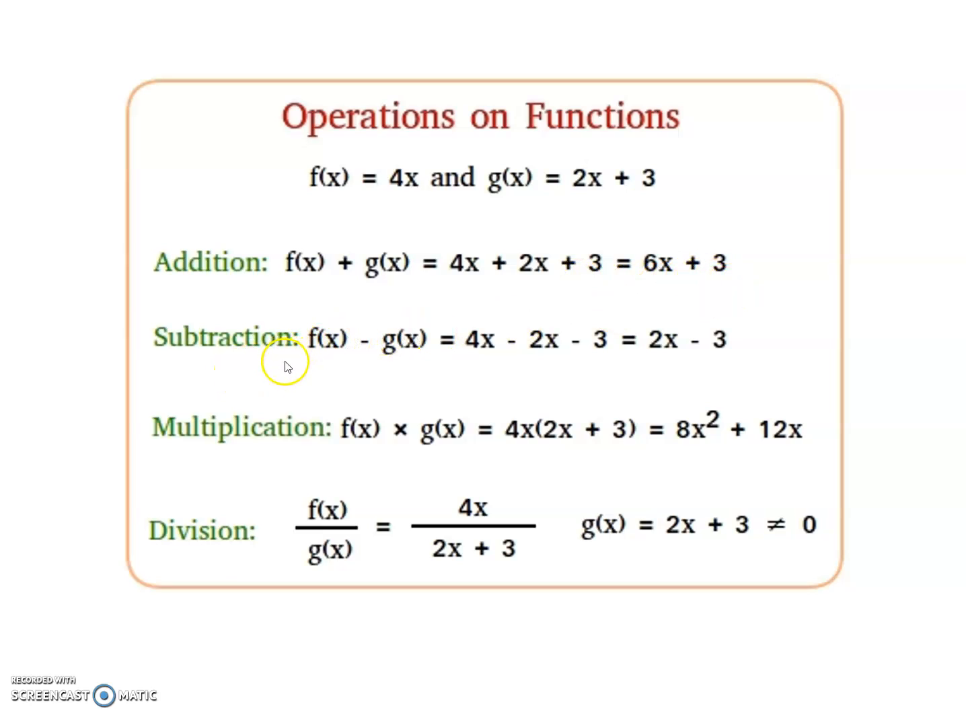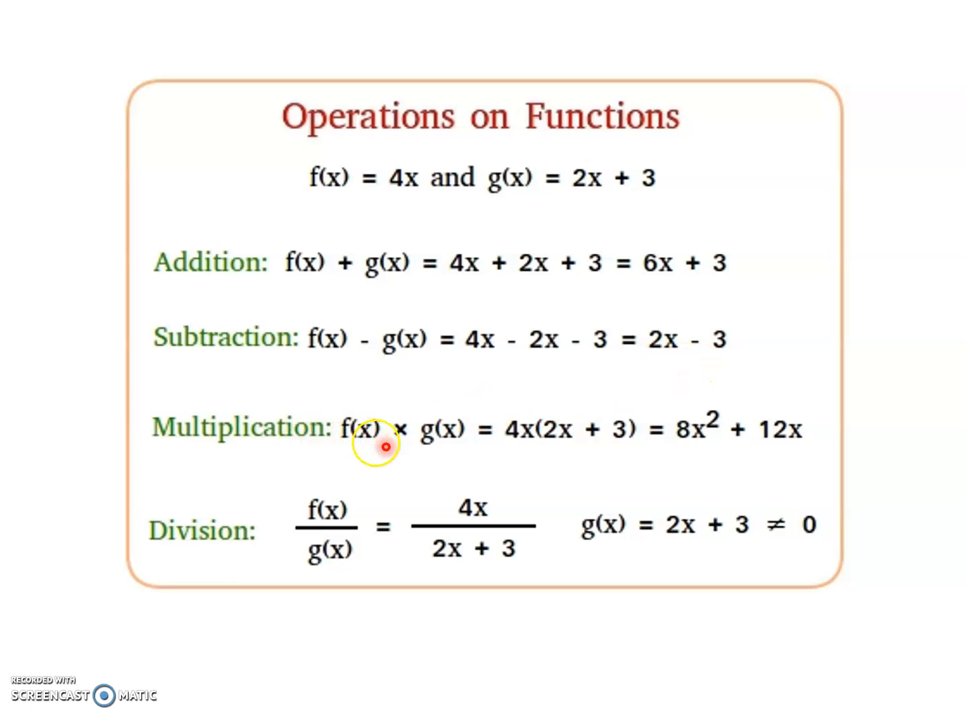Now we have to take the subtraction. f of x minus g of x is equal to 4x minus, bracket, 2x plus 3, bracket complete. Then we have to highlight, suppose I use the pointer here. 4x minus 2x, the outside negative sign is there, so minus 2x minus 3. 4x minus 2x is 2x, and minus 3 remains the same.